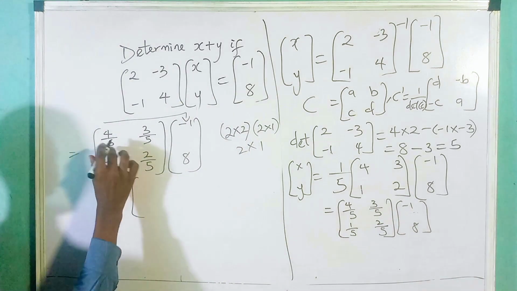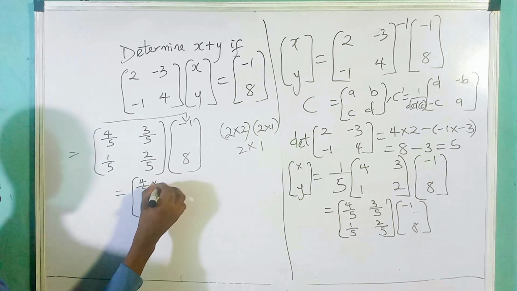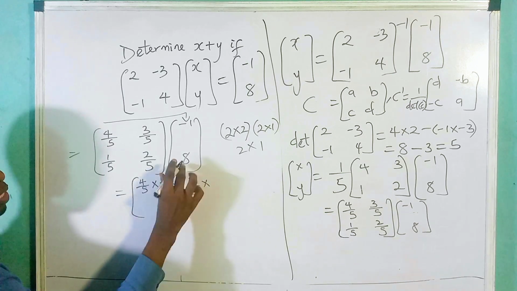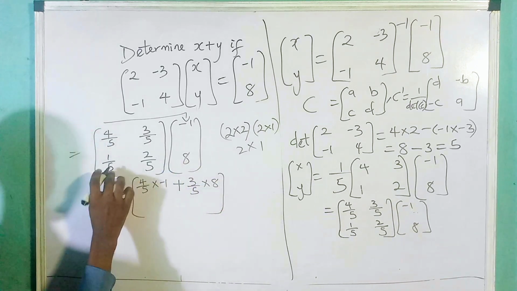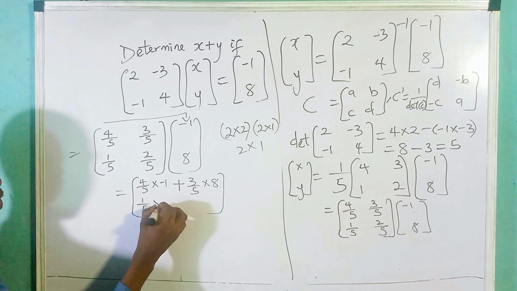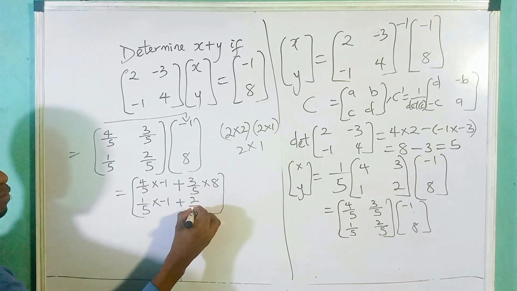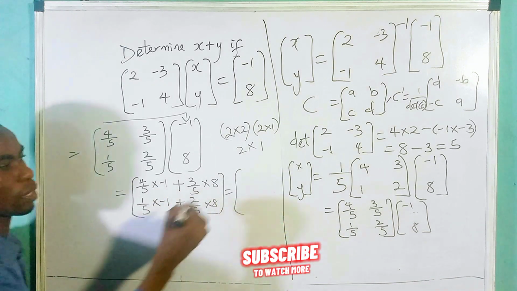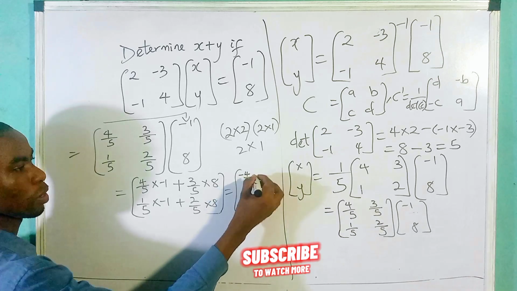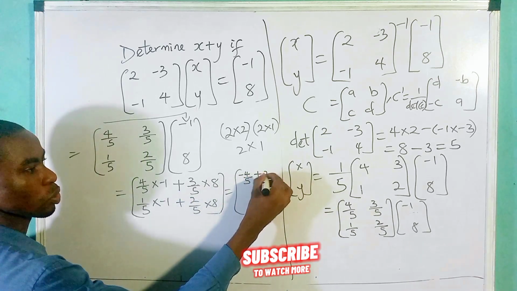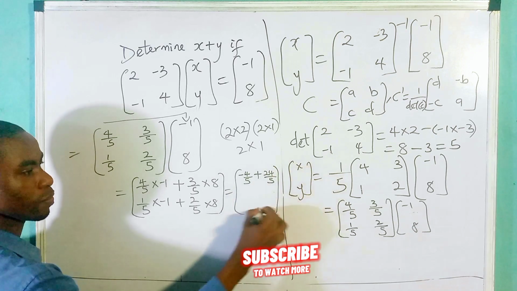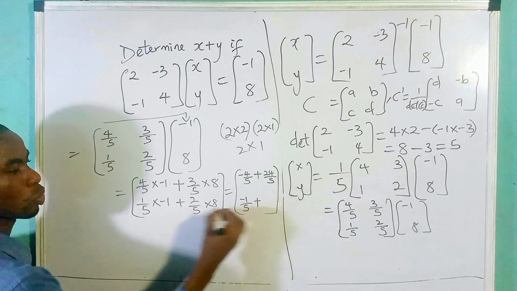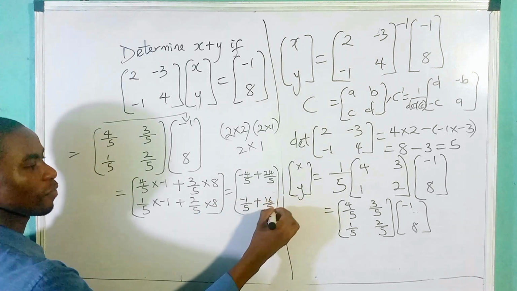So the first one, we have 4 over 5 times -1, plus 3 over 5 times 8. Also we have 1 over 5 times -1 plus 2 over 5 times 8. And so this is equal to 4 over 5 times -1 is -4 over 5, plus 3 times 8 is 24, so plus 24 over 5. 1 over 5 times -1 is -1 over 5. 2 times 8 is 16, that's 16 over 5.